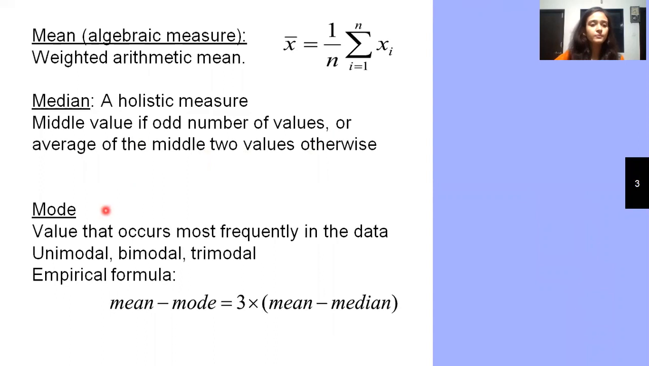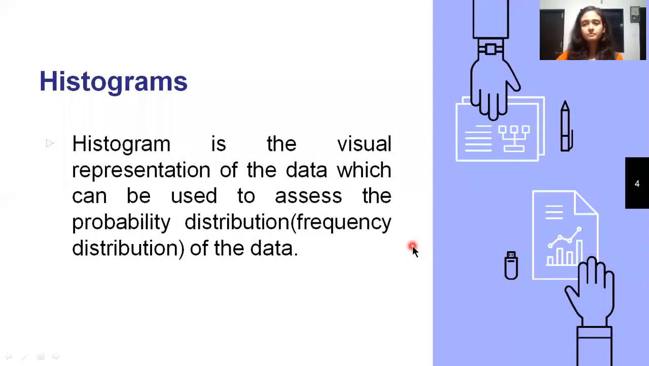Next comes the mode. What is the mode? The value that occurs most frequently in the data is called the mode. We have an empirical formula related to mean, median and mode, that is, mean minus mode is equal to 3 into (mean minus median).